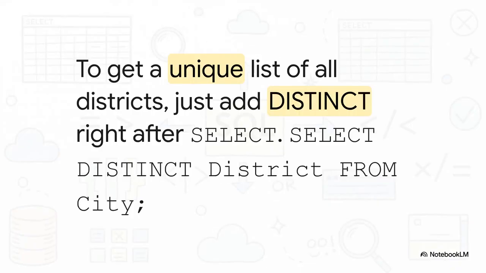So it's really that simple. If your job is to get a unique list of all the districts from your city data, all you have to do is pop that word distinct right there after select. The database handles the rest, filtering out all those duplicates for you.